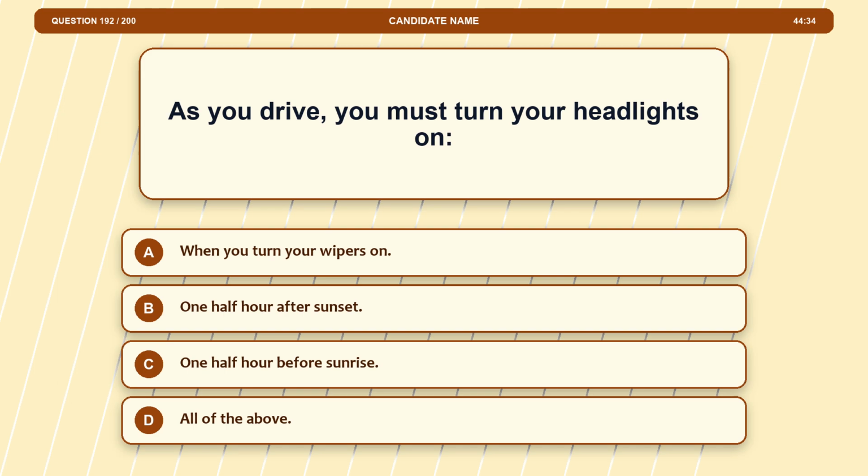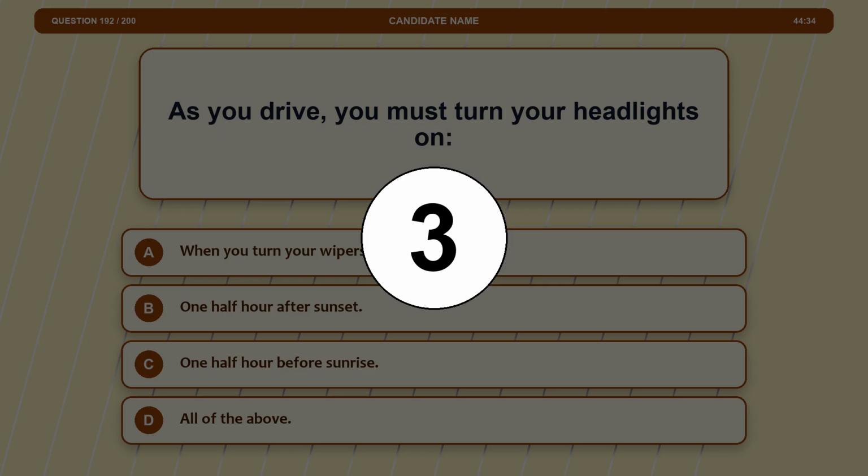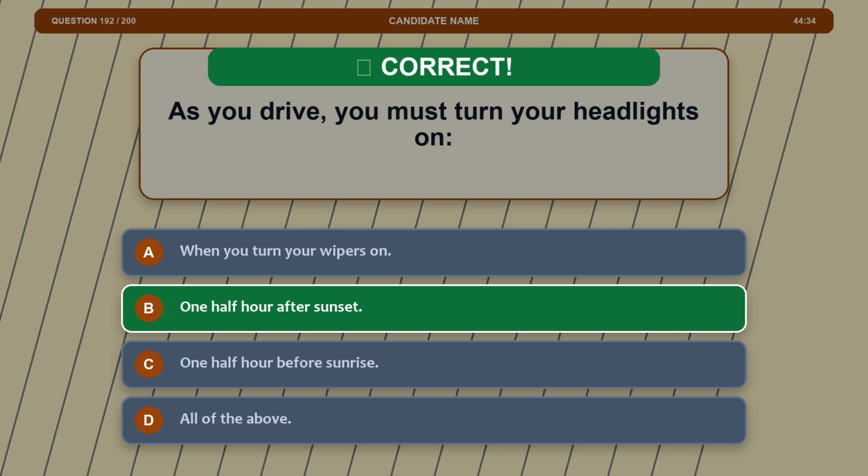Question 192. As you drive, you must turn your headlights on. Option A. When you turn your wipers on. Option B. 1/2 hour after sunset. Option C. 1/2 hour before sunrise. Option D. All of the above. The correct answer is option B.